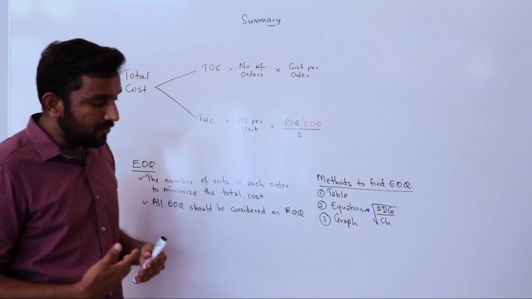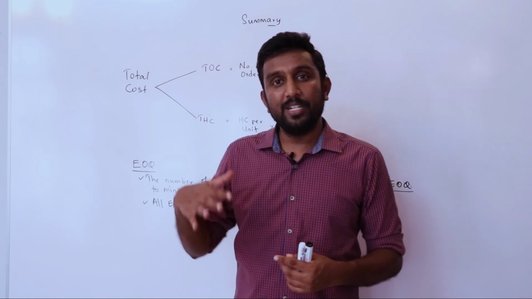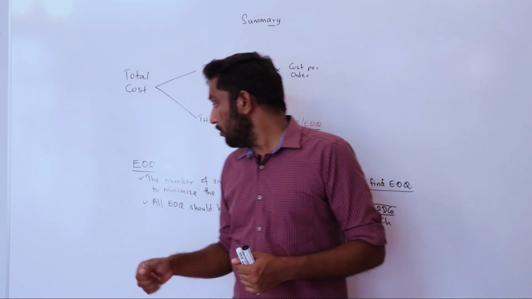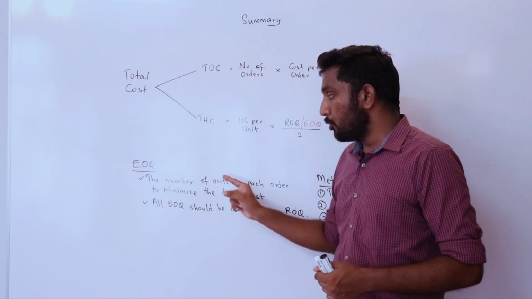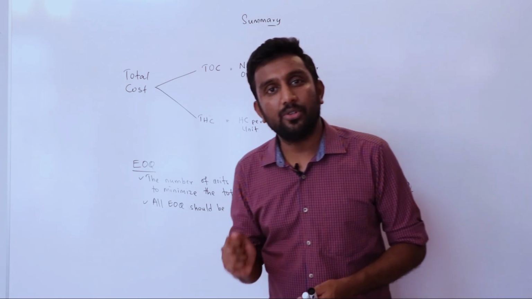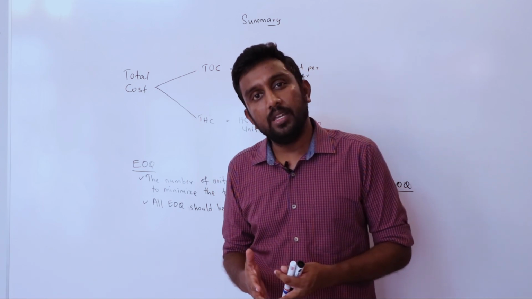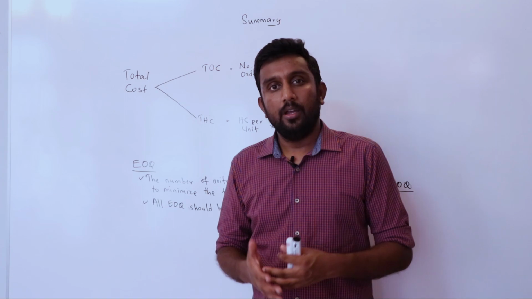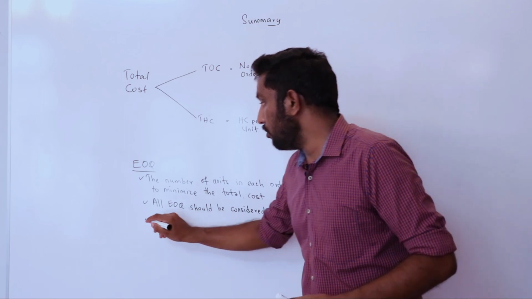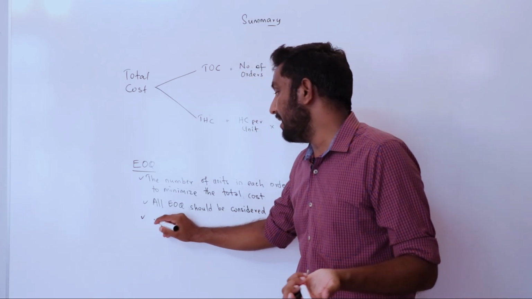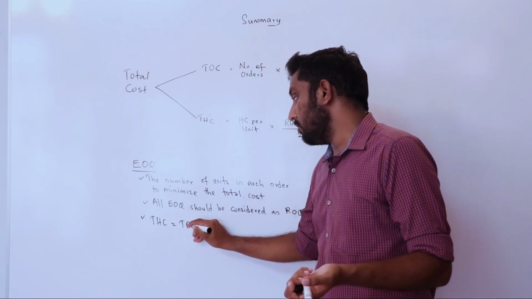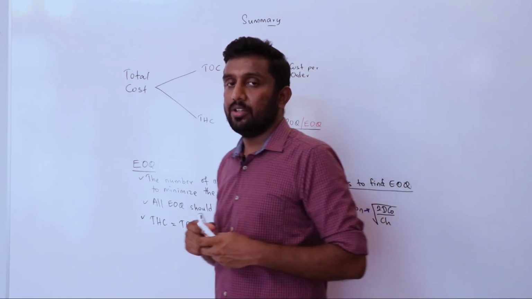The second one, soon after they are stable with the business, they want to minimize the total cost. Therefore, they come up with a solution which is called EOQ. EOQ is the number of units in each order to minimize the total cost. And all EOQ should be considered as reorder quantity, because reorder quantity means the number of units you are ordering. EOQ means again the number of units you are ordering, but at the least cost. The third point you should know is the findings: the total cost is less, and total holding cost equals total ordering cost. That is what we call EOQ.